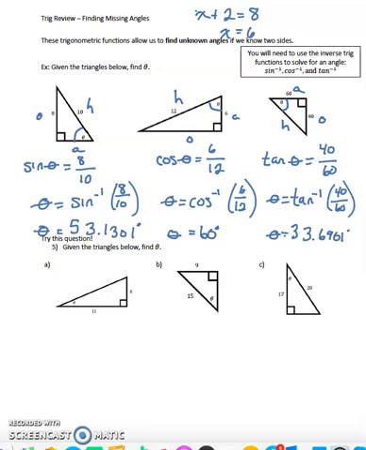So in this video, we looked at finding a missing angle or finding a missing side using sine, cosine, or tangent, remembering that we need to have right-angled triangles in order to do that. If we don't have right-angled triangles, we're going to have to use sine law or cosine law, and those will be explored in the next 2 videos.